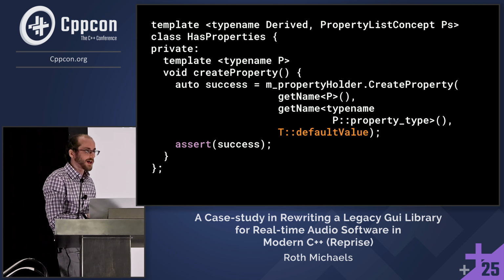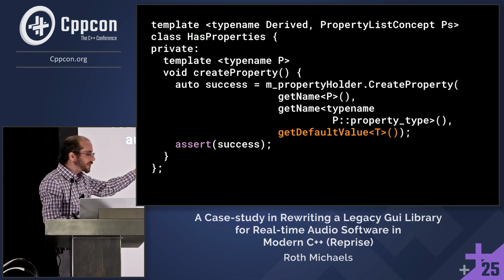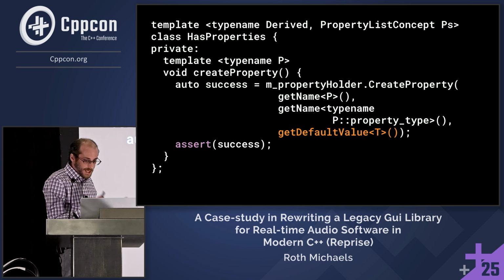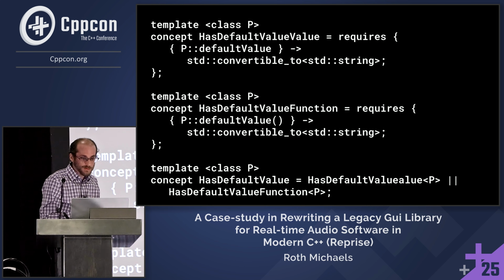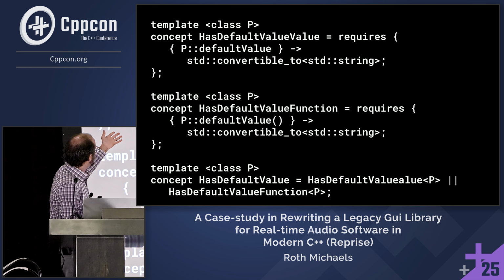What if I want a default value that's not constexpr? I might need a function here as well. So we really want something like this again. And again, this is really beautiful with concepts. We don't need any crazy SFINAE. We have has default value.